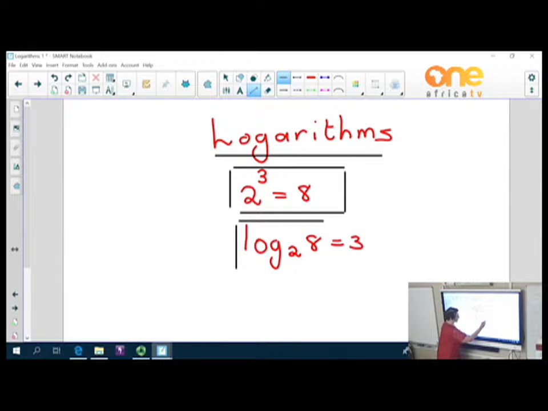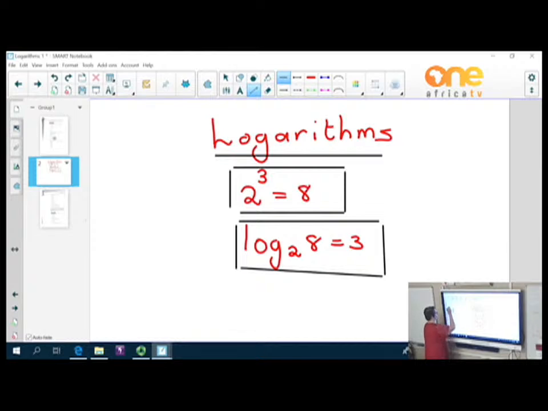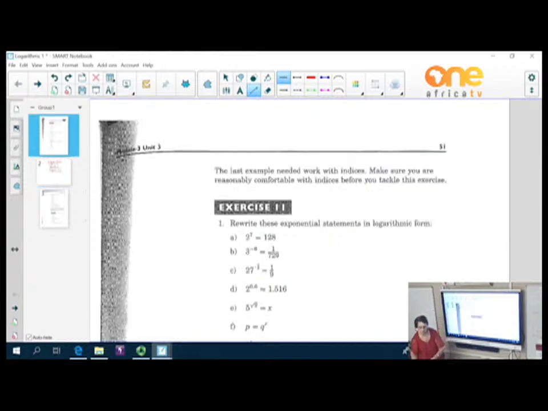Whenever you are stuck and you don't know how to answer a question, think back about this. 2 to the power of 3 is 8 changes now in logarithmic notation to log base 2 of 8, which is equal to 3. So we're going to work now in our textbook. We're using this one, Cambridge, book 3, and we're starting on page 51, exercise 11. And this whole first exercise is just to familiarize you with the conversion.